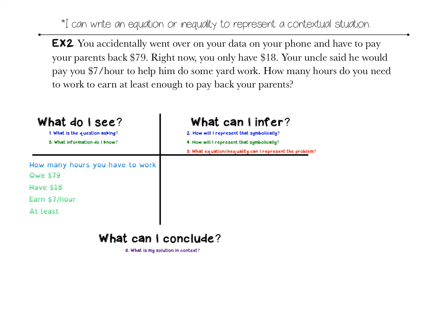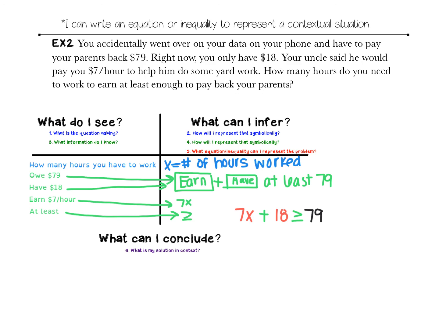So now we're going to go over here and we're going to try to represent these things symbolically. So go ahead and pause the video and see what you can come up with. Alright, so when I look at these, I thought about earning plus having. So what I earn and what I have has to be at least $79. I know that if I earn $7 per hour, if X is the number of hours, I can show that by 7X. And I know that at least means greater than or equal to. So what I earn and have needs to be greater than or equal to 79. So when I put that all together, the inequality is 7X plus 18 is greater than or equal to 79. So then I can simply solve it.